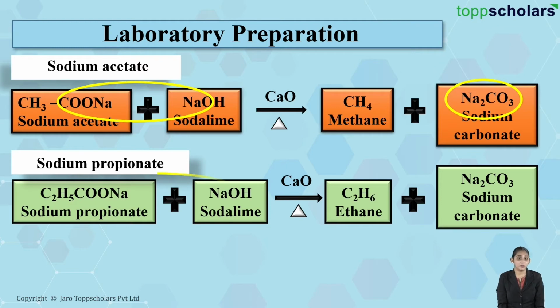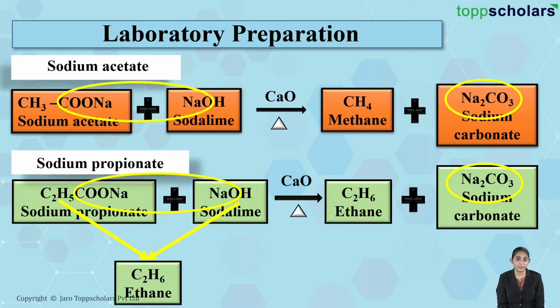Yes, what happens over here is, COONa of sodium propionate and NaO of sodium hydroxide combine to give you sodium carbonate, that is Na2CO3. What about ethane? From where does ethane come? What is left behind is C2H5 of sodium propionate and H of sodium hydroxide, which come together to give you ethane, that is C2H6.